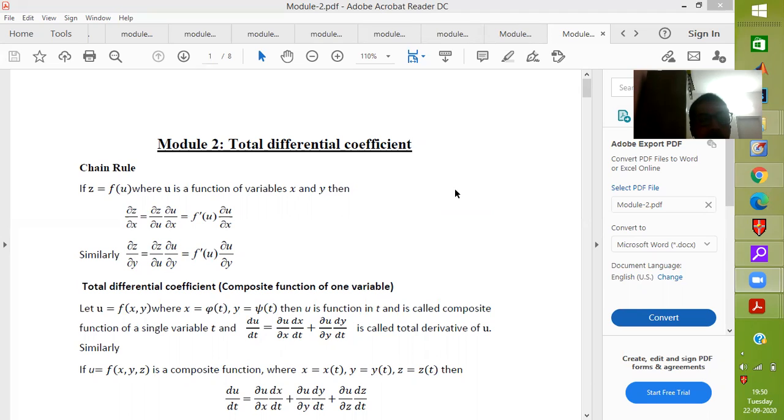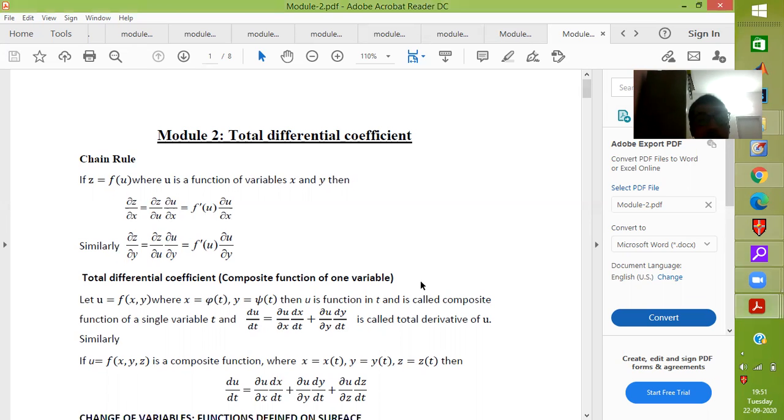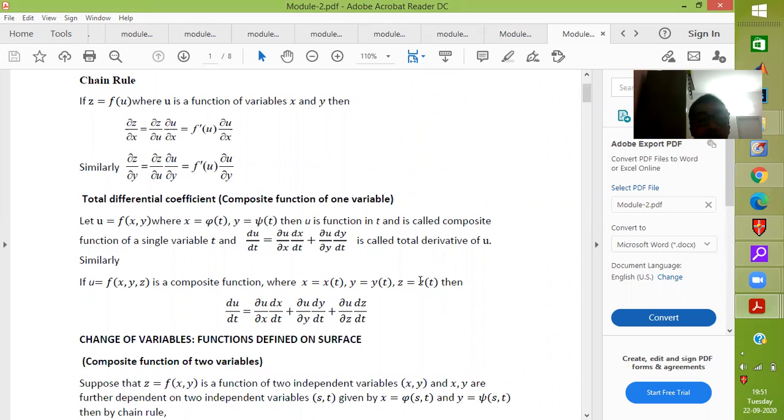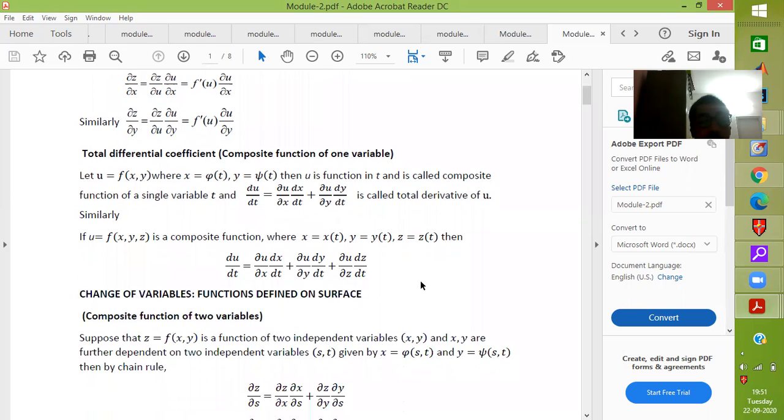So let us assume u is a function of x and y, where x and y are functions of a parameter t. Then the rate of change of u with respect to t, denoted by du by dt, is dou u by dou x into dx by dt plus dou u by dou y into dy by dt. Likewise, when u depends upon three variables x, y, and z, where x, y, and z are functions of a parameter t, you just have to extend the chain rule to three variables.